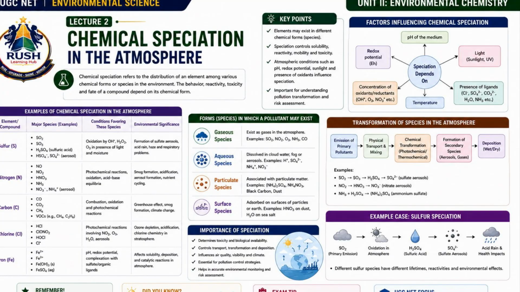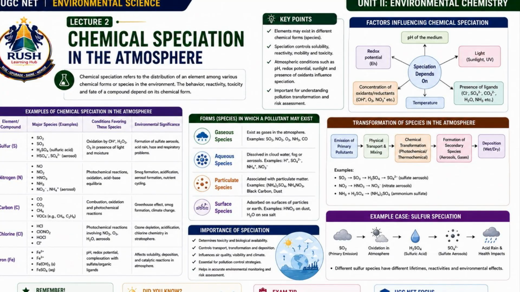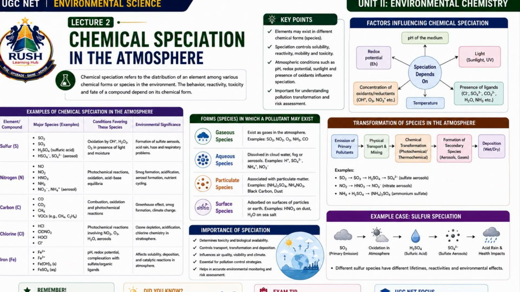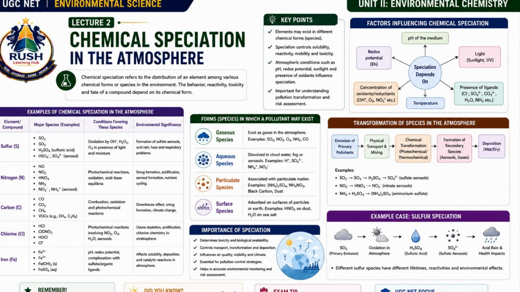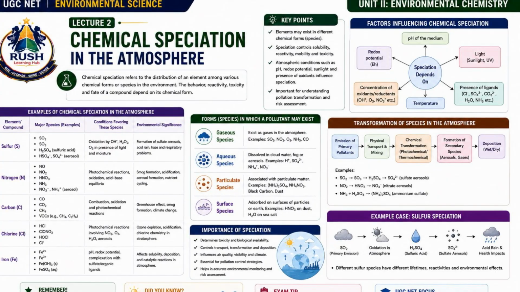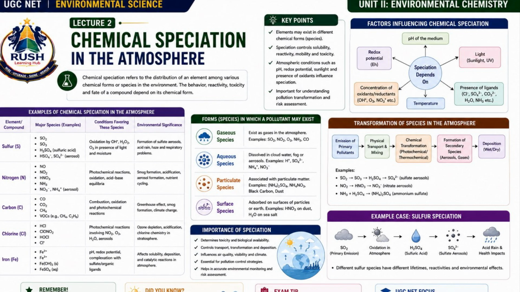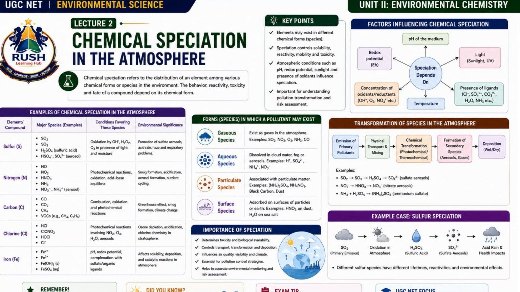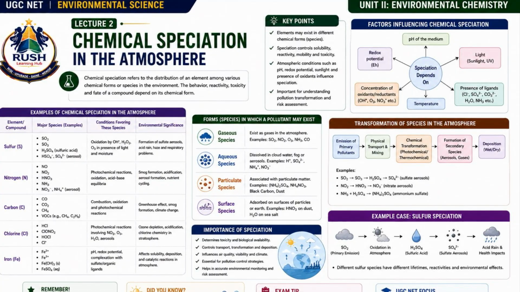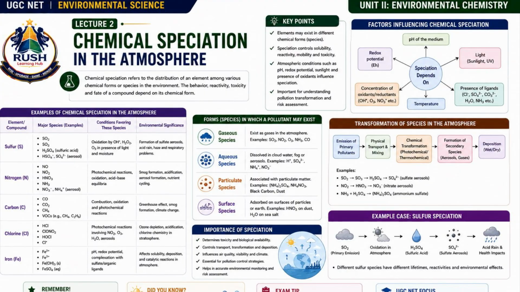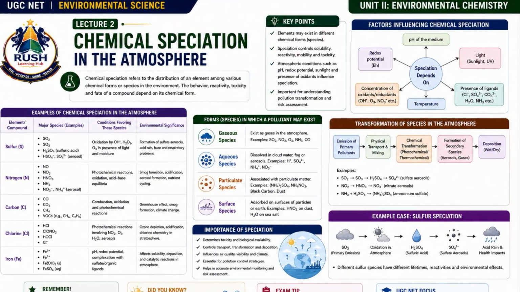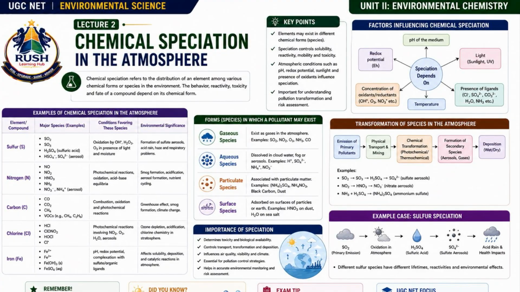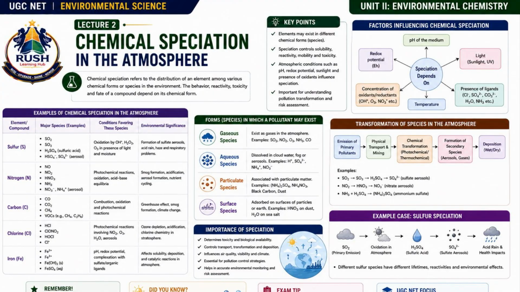The third factor is temperature. Temperature affects reaction rates and equilibrium conditions, influencing species distribution. The fourth factor is sunlight and ultraviolet radiation. Photochemical reactions can transform one species into another. For example, nitrogen dioxide undergoes photolysis under sunlight, producing reactive oxygen species. The fifth factor is the presence of oxidants and ligands. Substances such as hydroxyl radicals, ozone, nitrate radicals, chloride ions, and organic ligands influence chemical transformations.